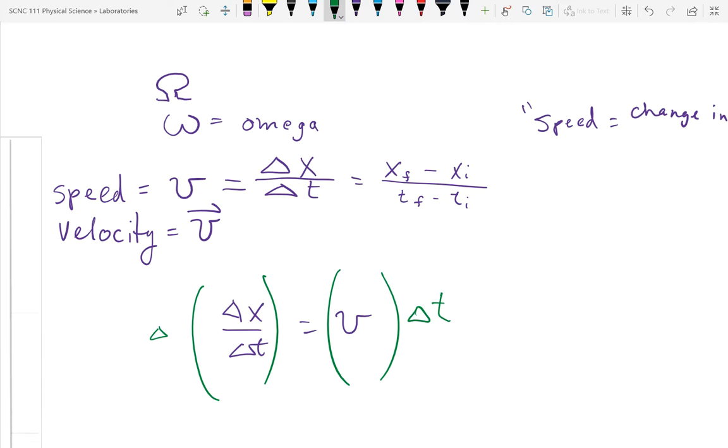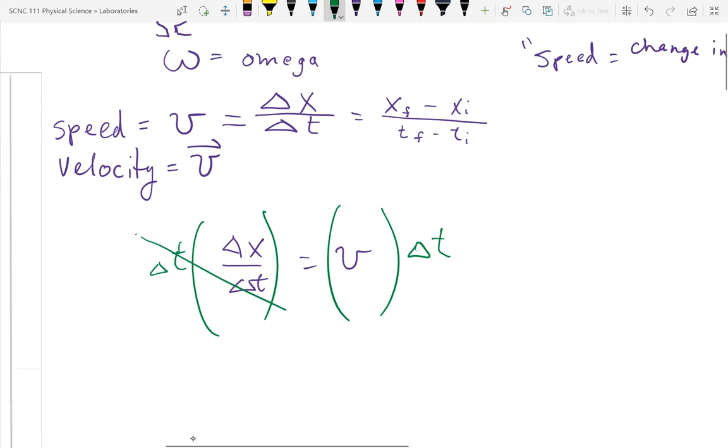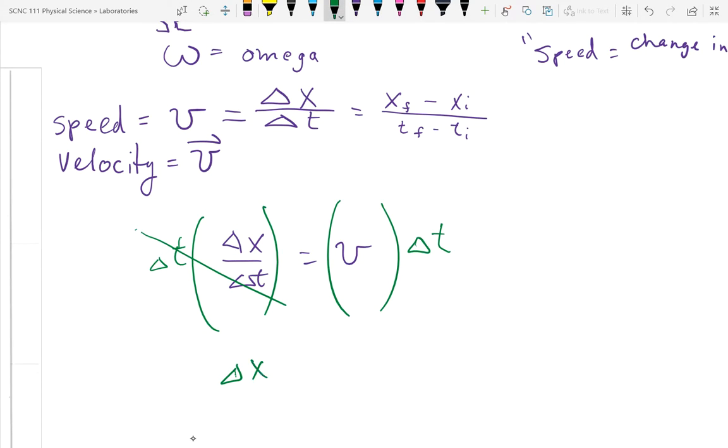Yes. So what I do to one side of the equation, I have to do the other. And then the delta t's cancel on this side. And I have the change in position is equal to speed multiplied by change in time. So if I'm traveling at 60 miles per hour for 1 hour, then I cover a distance of 60 miles per hour times 1 hour equals 60 miles. So speed is, we call it a rate. It's the rate at which you are covering ground.